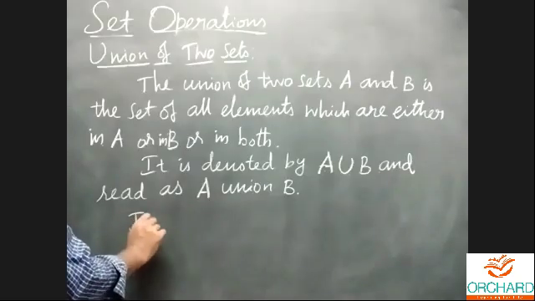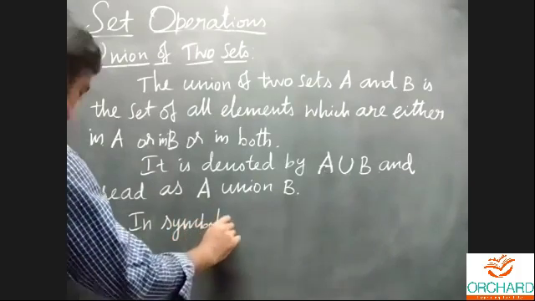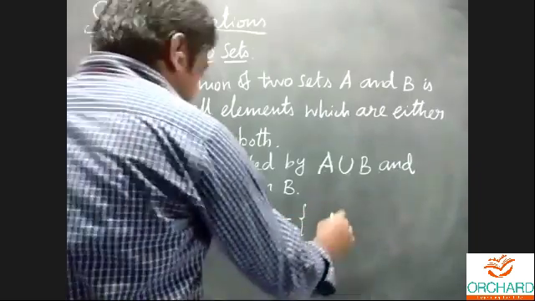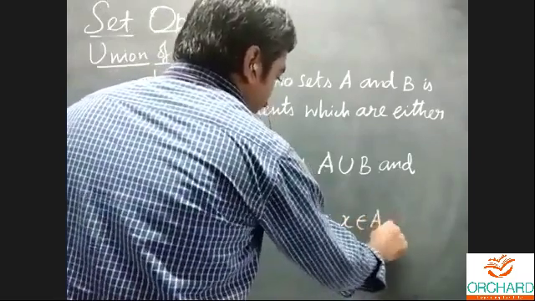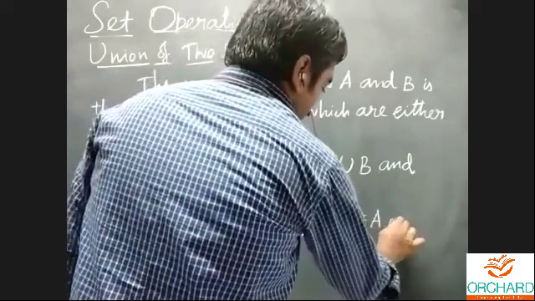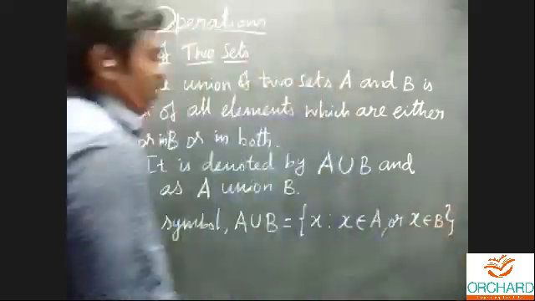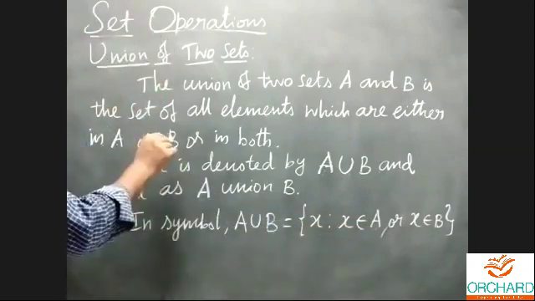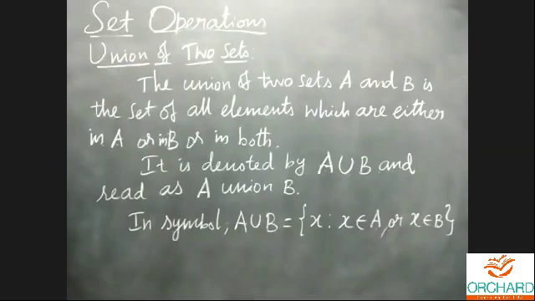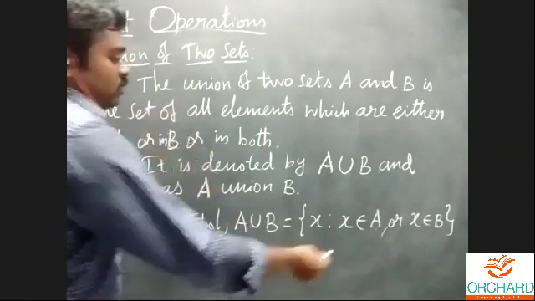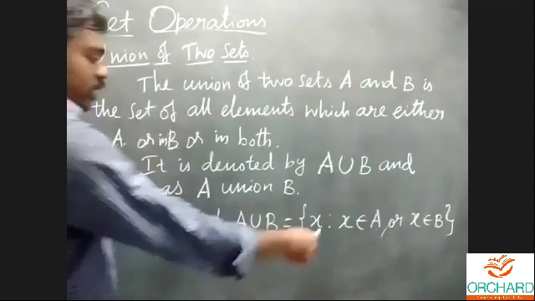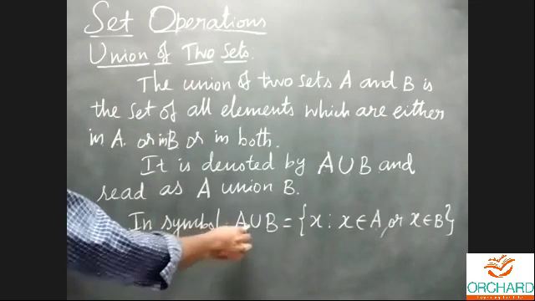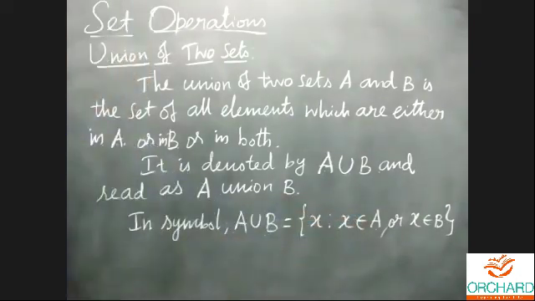In symbols, A union B is equal to the set of all X such that X belongs to A or X belongs to B. The union is the set of all elements which are either in A, that's why it is given X belongs to A, or in B, that's why it is given X belongs to B. That's why they use the word or. The symbolic representation of the union of two sets is defined as A union B is equal to X such that X belongs to A or X belongs to B.